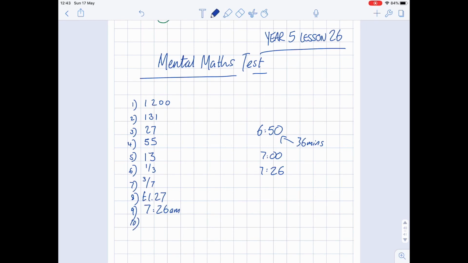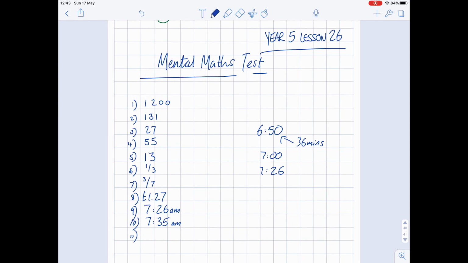Write down in numbers the time 25 minutes to 8. So 25 minutes to 8 is 7:35. And again, I said the morning, so you should have written AM. It's really important that if they say morning, put AM. If they say evening, put PM, or afternoon, PM.